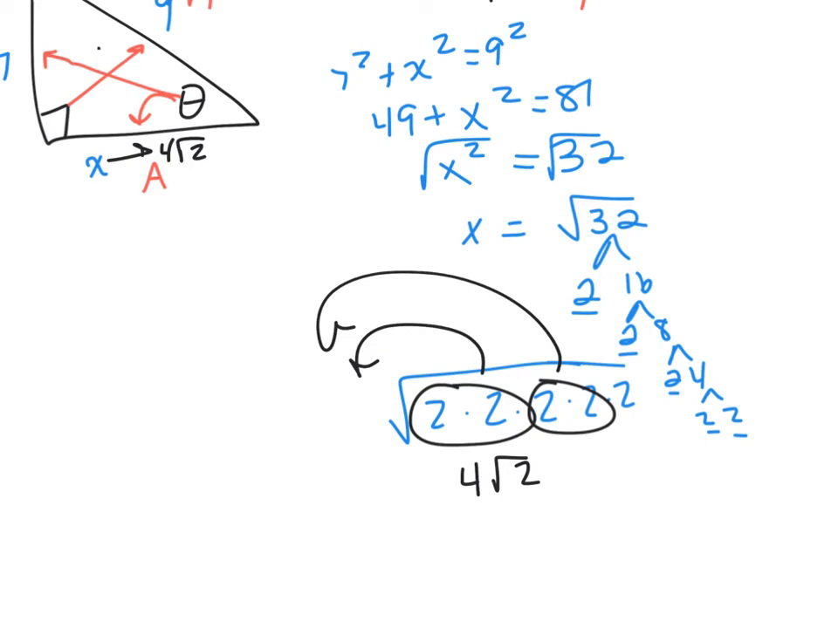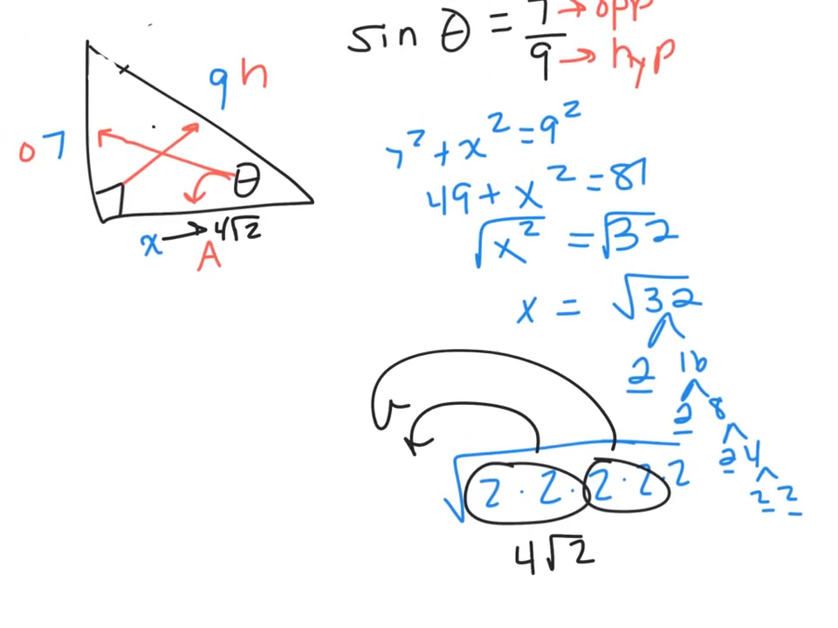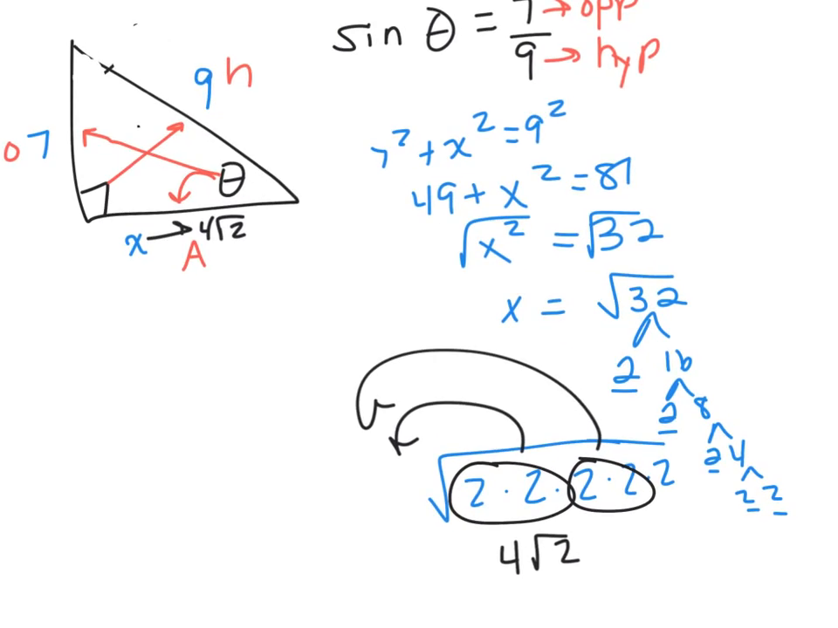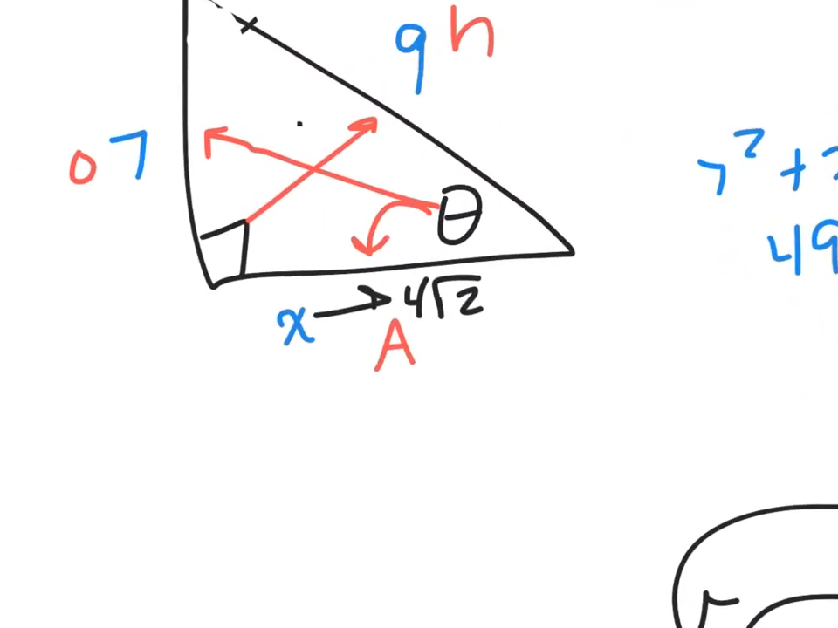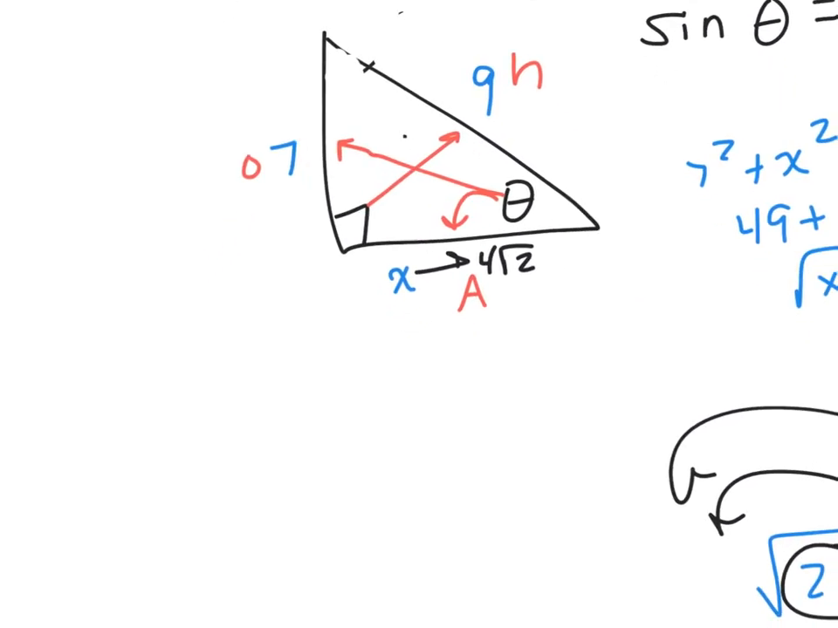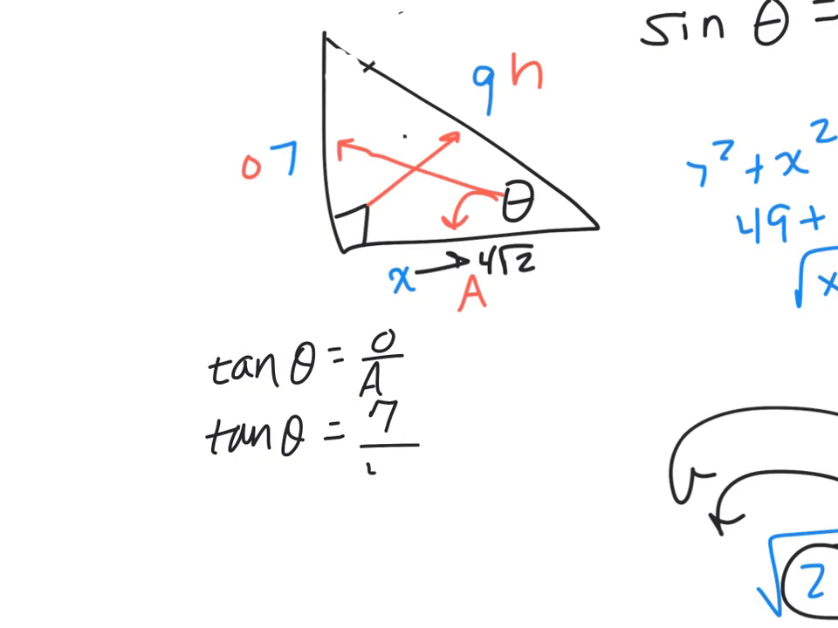All right, take a breather right now. See how I found out what my missing side length was. Because now what I need to do is figure out what tangent of theta is. So tangent of theta, I'm going to just zoom in on my triangle. Tangent of theta is opposite over adjacent. If I look, my opposite is 7, and my adjacent is 4 radical 2.